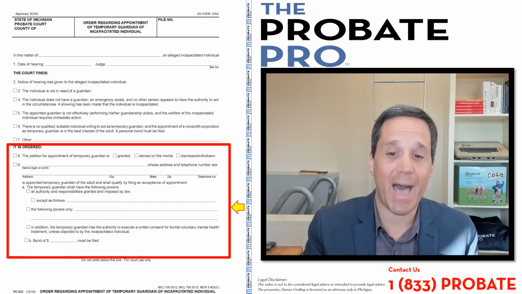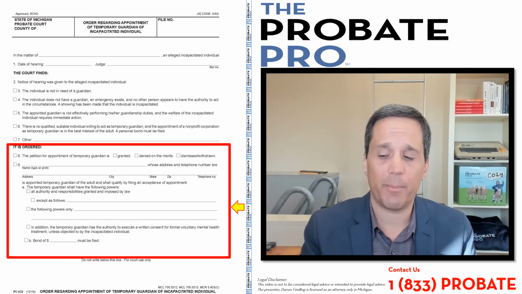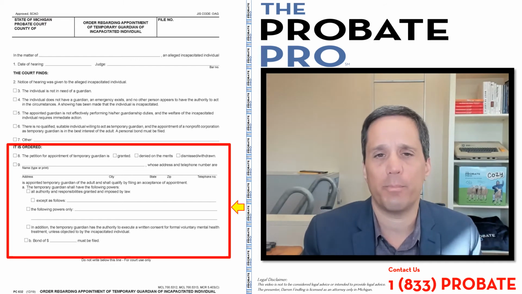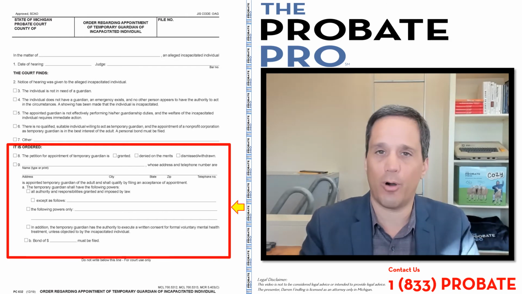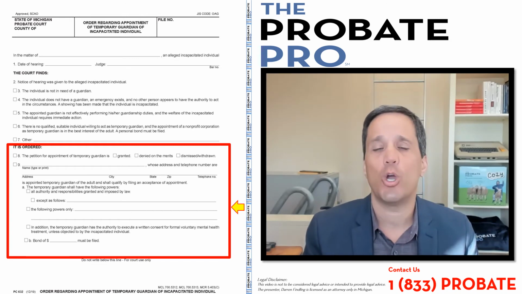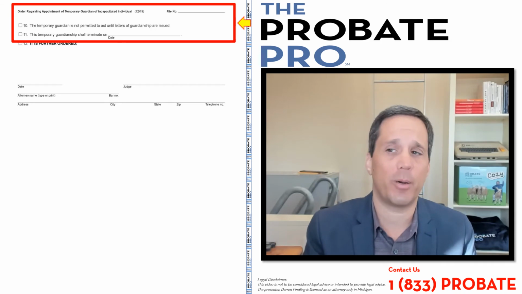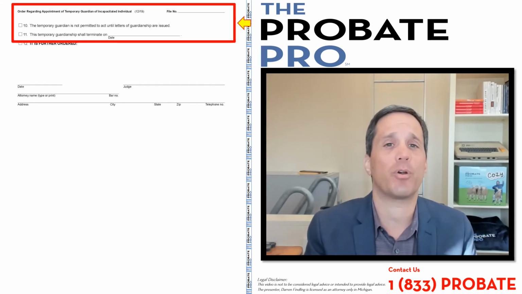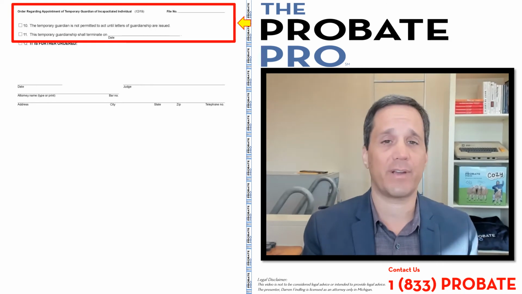Again, there may be a bond, which is a guarantee of performance that is required by the court. So if that bond is checked, again, I've explained how bonds work in other videos. It can be a little confusing. And again, with all of these proceedings, we urge you to work with a skilled, competent probate lawyer to guide you through this stuff. The back side of the form, section 10 says the temporary guardian is not permitted to act until the letters of guardianship are issued.